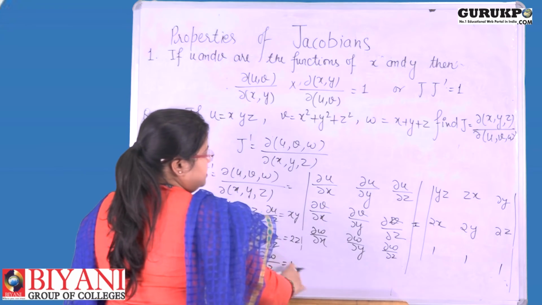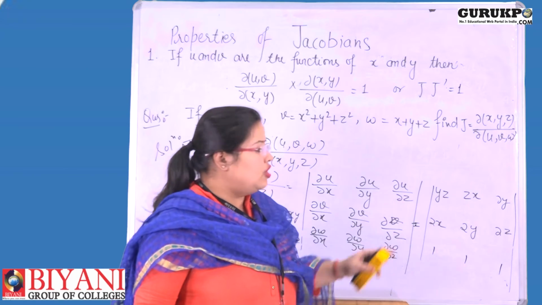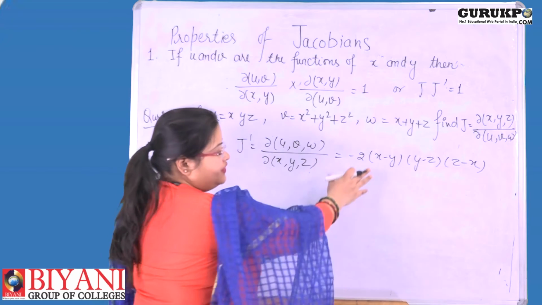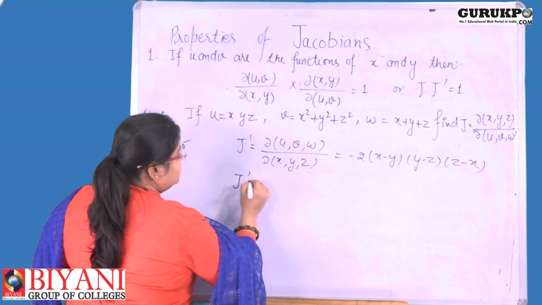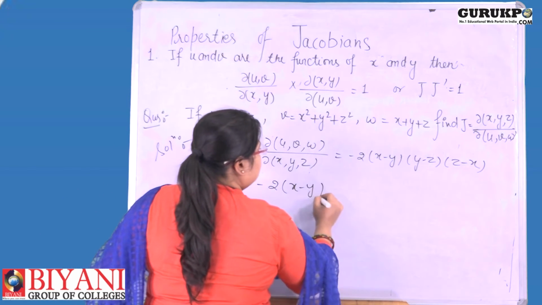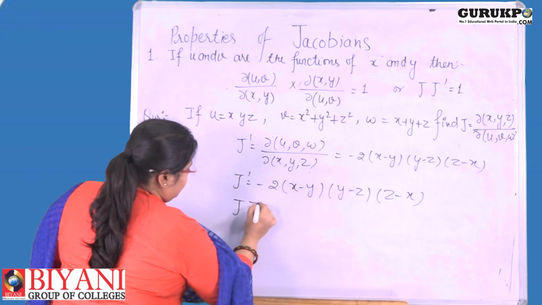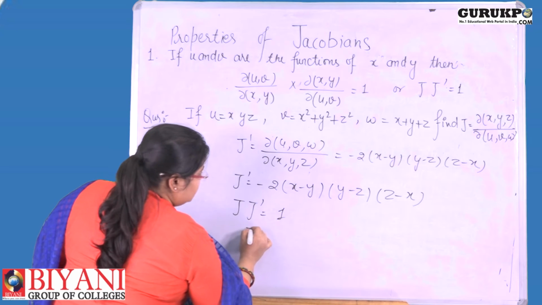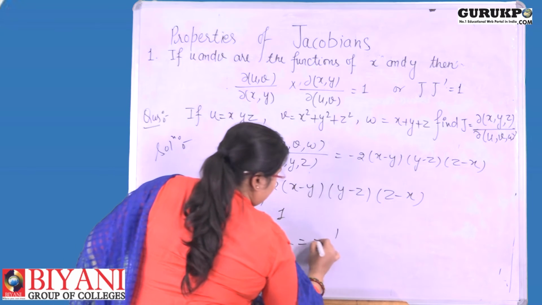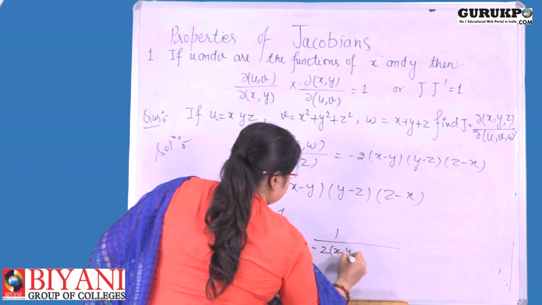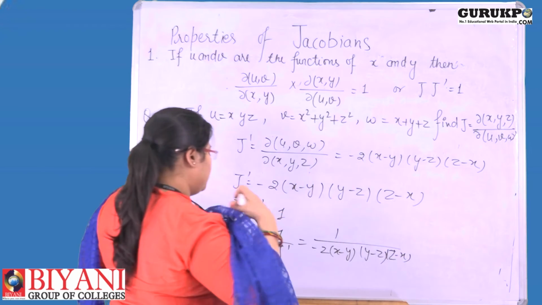Now we will solve this determinant and find its value. After finding the value of the determinant, we put the value here. So J dash is equal to minus 2 times (x minus y)(y minus z)(z minus x). By the property, we can write J is equal to 1 upon J dash. So 1 upon minus 2 (x minus y)(y minus z)(z minus x), that is minus 1 by 2.